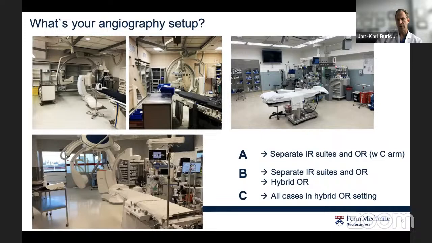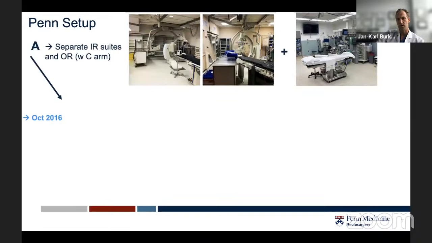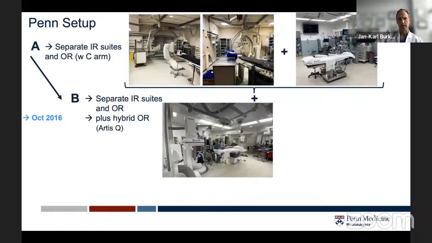And I want to show you how we changed over time here at Penn. Until 2016, we had two biplane angio suites in radiology and normal ORs, where we used C-arms for intraoperative vascular imaging. Then in 2016, we acquired a hybrid OR, a biplane. From then on, we used that hybrid OR for all our open cases for intraoperative angiography. But we still had our separate IR suites and also separate ORs.